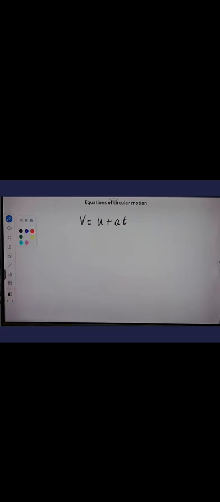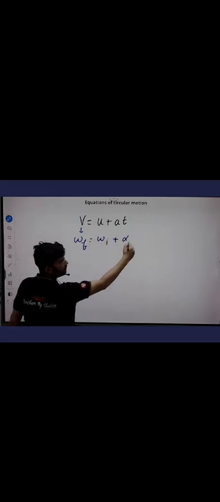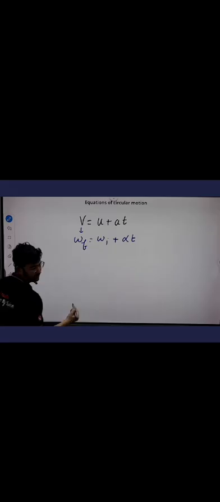Okay. So you know the first equation of motion. What's the first equation of motion? V equal to u plus at. Can you write this in the angular form? Like what will V then be? It will then be omega final. U will then be omega initial. A will then be alpha. Then time.